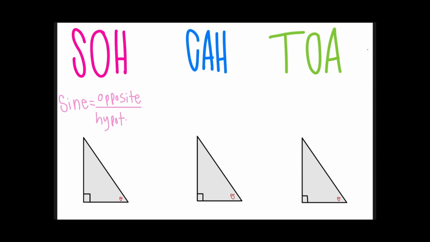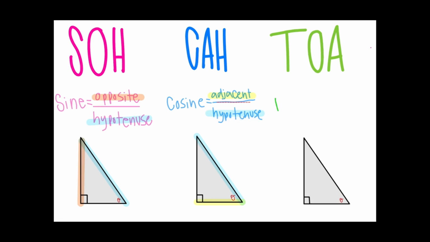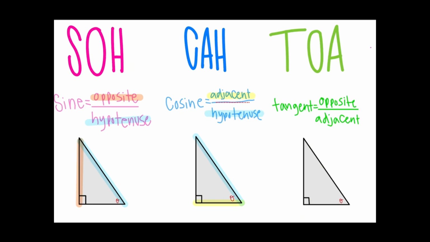Sine is opposite over hypotenuse. The opposite is the side opposite of the angle you're working with, and the hypotenuse is the longest side opposite of the right angle. Next we have cosine, which equals adjacent over hypotenuse. The adjacent side is next to the angle and we highlight our hypotenuse. Next we have tangent, which equals opposite over adjacent. For this triangle, we highlight the opposite and the adjacent side.